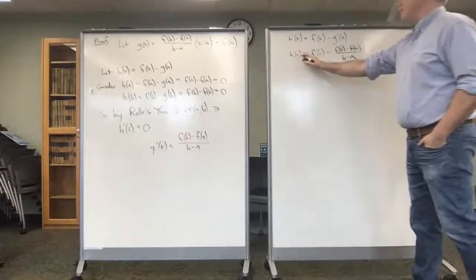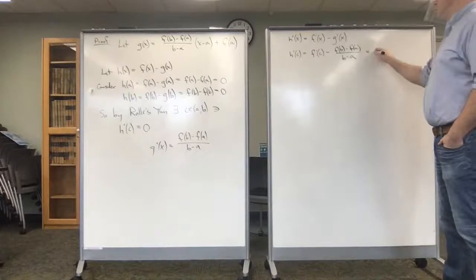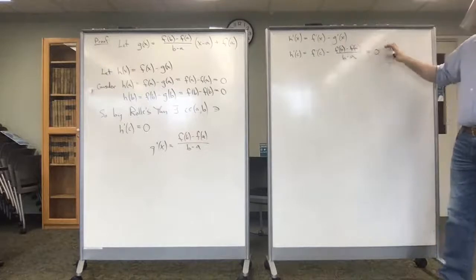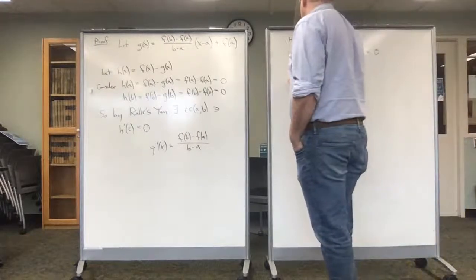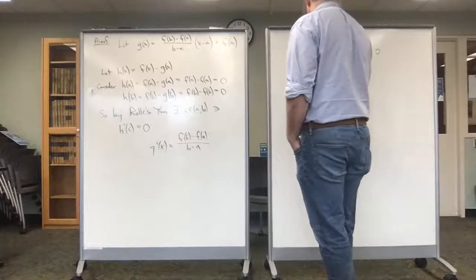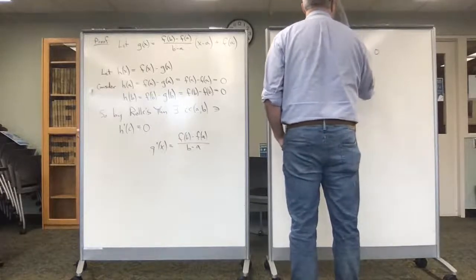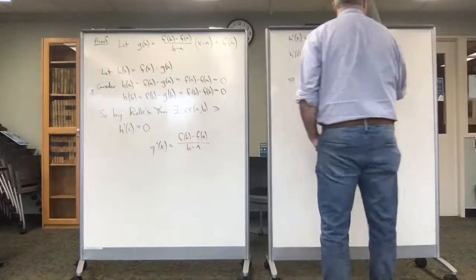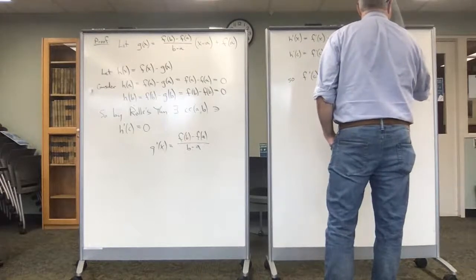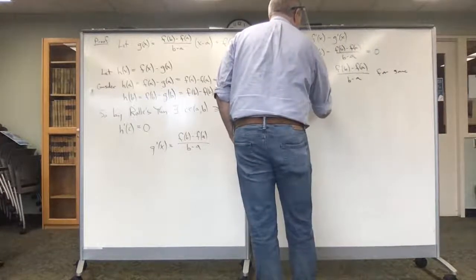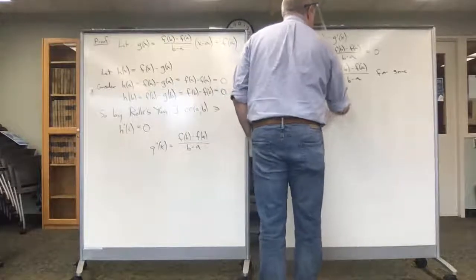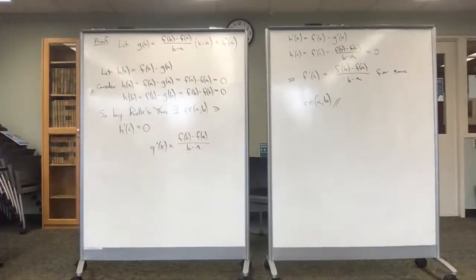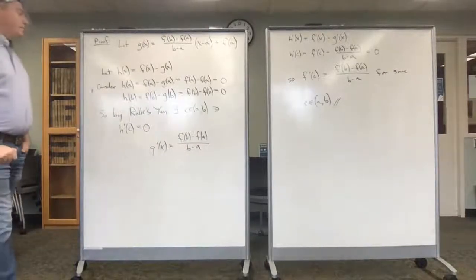But I said that h prime of c is equal to 0. So now I can just move this thing to the other side, and I get that f prime of c is equal to f of b minus f of a over b minus a for some c in (a, b). And that's what we wanted to show. So that's the proof of the mean value theorem.